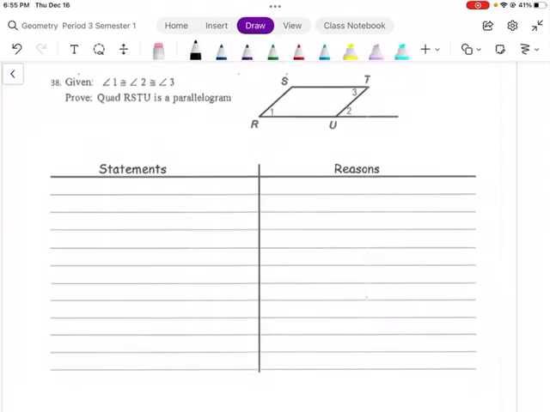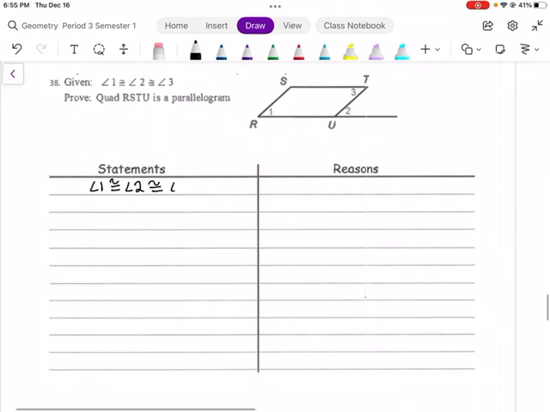Number 38 has started with telling us that angle 1 is congruent to angle 2, which is congruent to angle 3. And that was our given information. So the first thing I'm going to do is just mark that in our picture. Angle 1 is congruent to angle 2, which is congruent to angle 3.